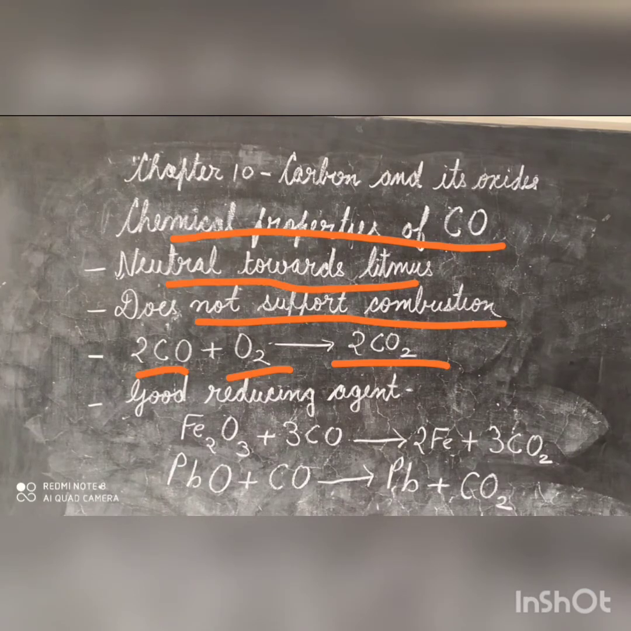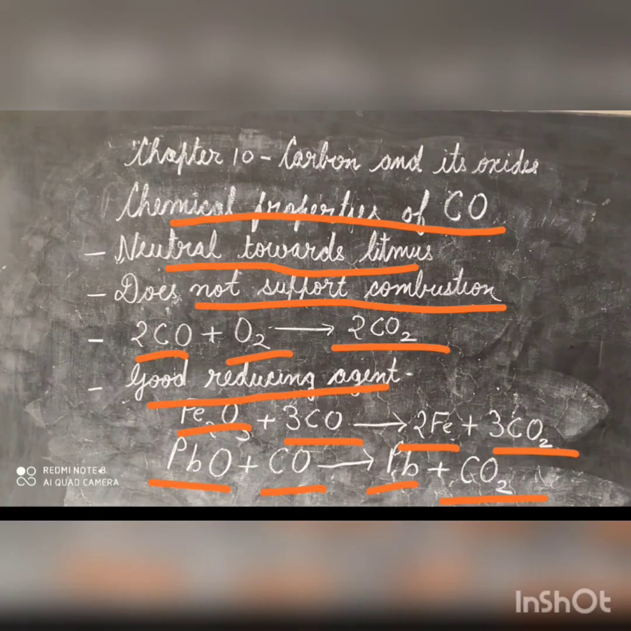It is a good reducing agent. It reduces the metallic oxides to free metals. For example, ferric oxide reacts with carbon monoxide to form iron and carbon dioxide. Lead oxide reacts with carbon monoxide, forming lead and carbon dioxide. Because of its reducing action, carbon monoxide is used in the extraction of pure metals from their ores.